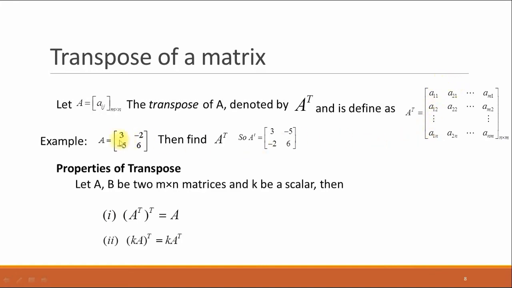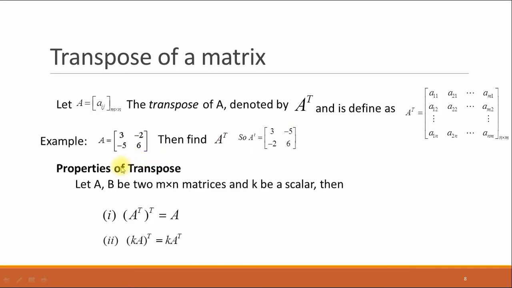For example, A is a matrix 3, minus 2, minus 5, 6. Then find A transpose: shift this row to the column position, we get 3, minus 2, and shift this row to the column position, minus 5, 6.